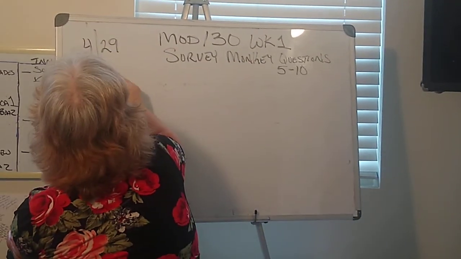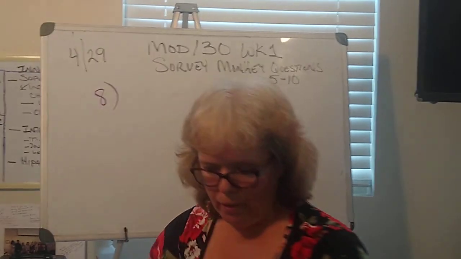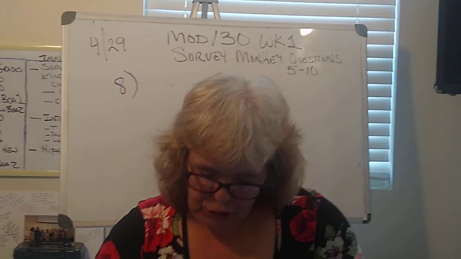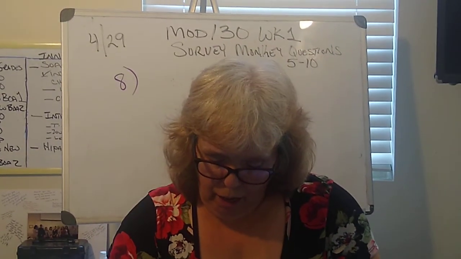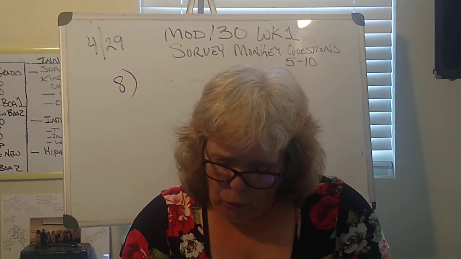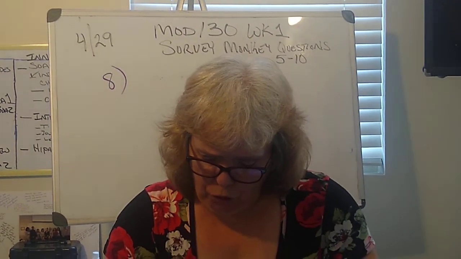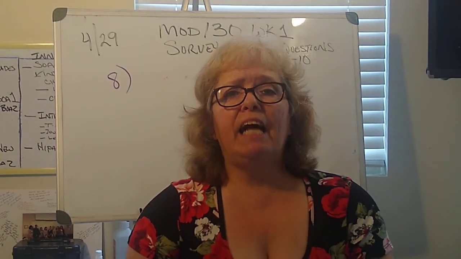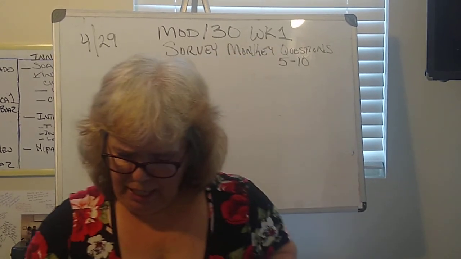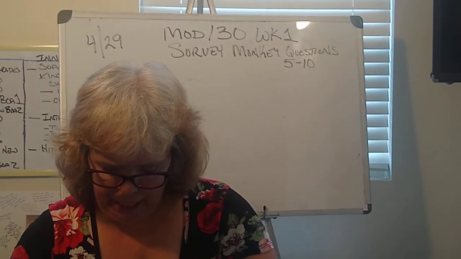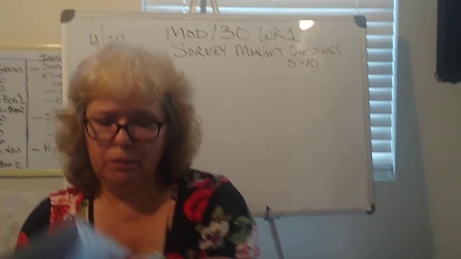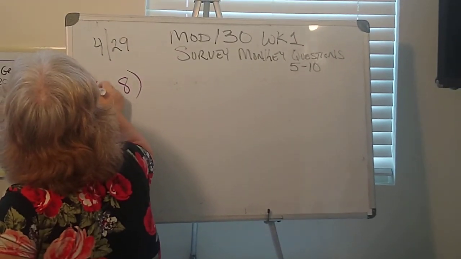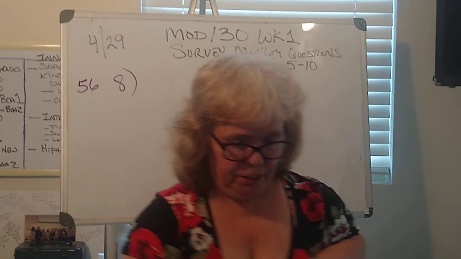Number 8. All right, number 8. When a country is the only source of an item, the only producer of an item, or the most efficient producer of that item, it is known as what? And that can be found on page 56. Let's go ahead and go to page 56.